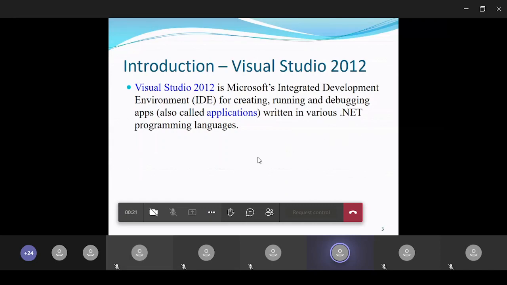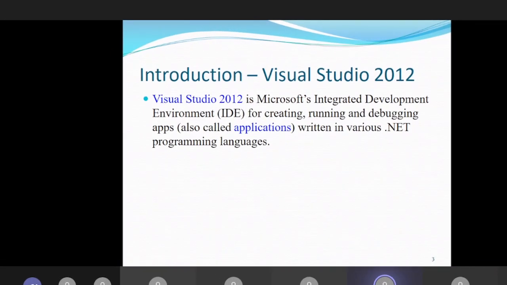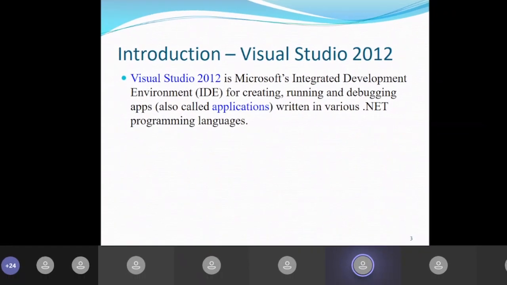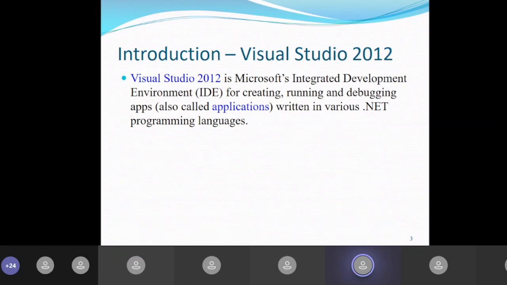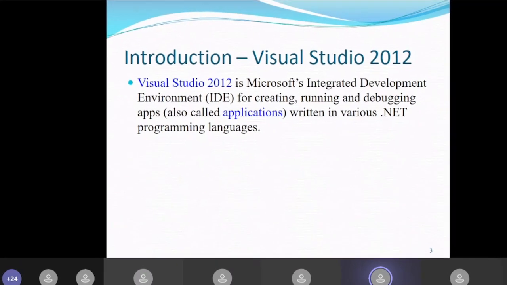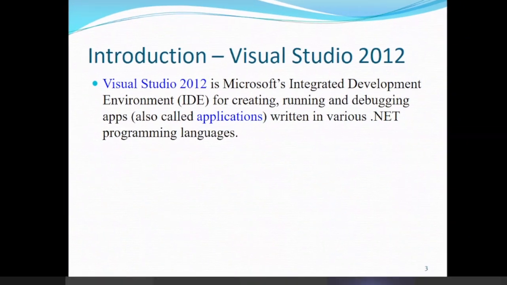And the introduction. So in the introduction part, as you know, Visual Studio is a Microsoft integrated development environment for creating, running, and debugging apps written in various .NET programming languages. What do you mean by .NET programming languages? Nothing but VB.NET, C#, and ASP.NET. There are so many .NET programming languages. So Visual Studio is an integrated environment in which we can create, run, and debug the applications written with the help of the .NET programming languages.